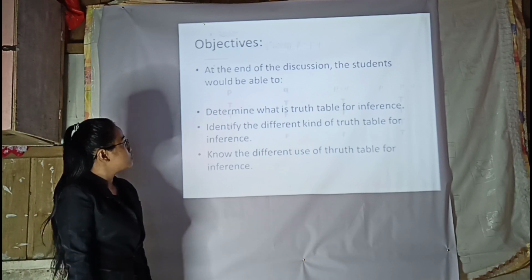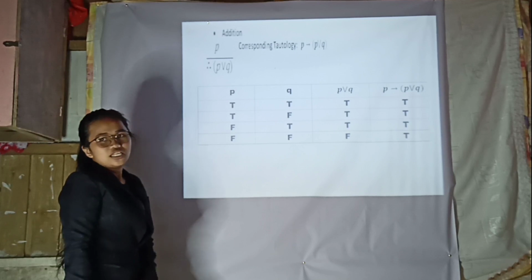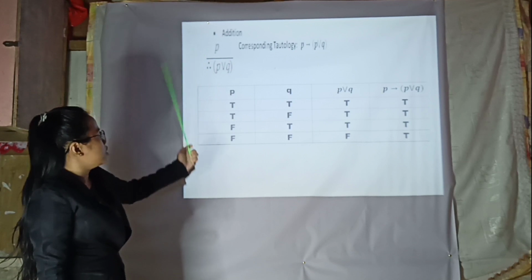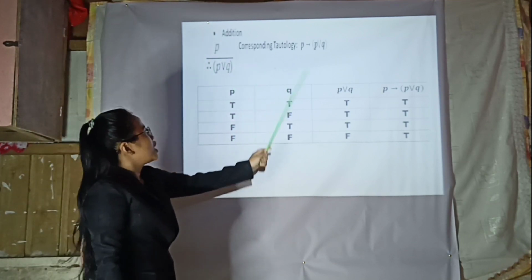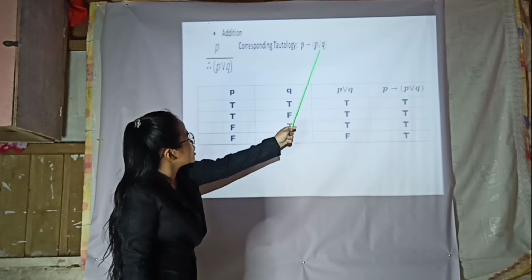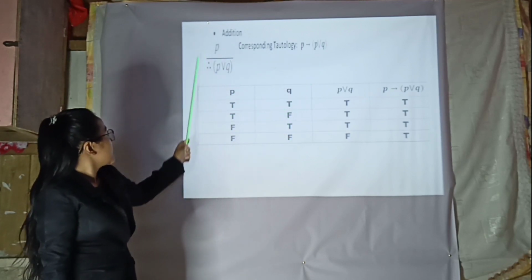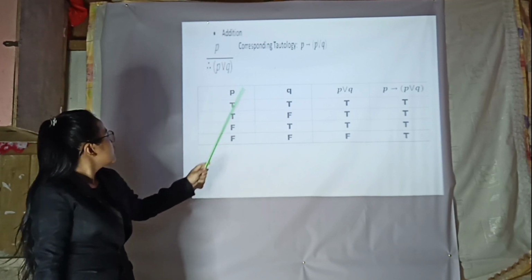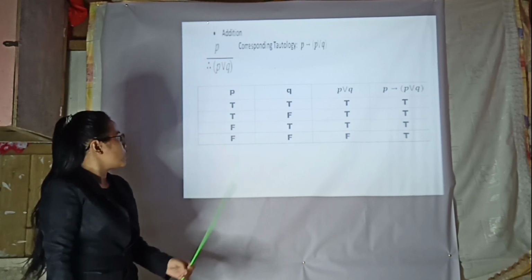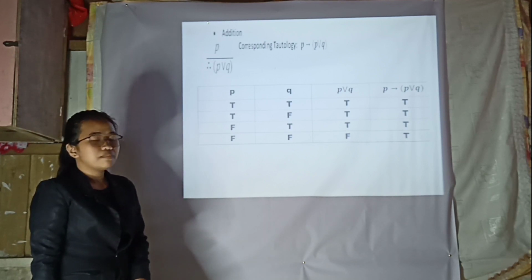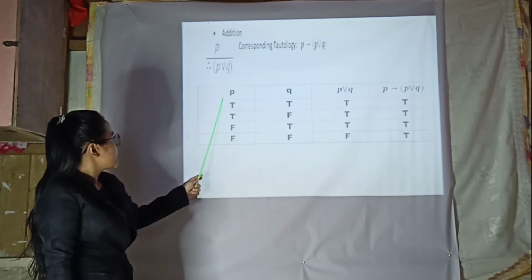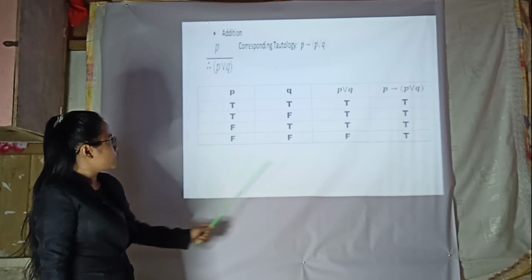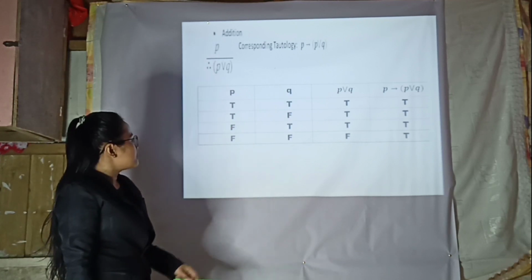Let's proceed to the first rule of inference: addition. The corresponding tautology is P implies P or Q. So P, therefore P or Q. We have two variables, so 2 squared equals 4, divided by 2 equals 2. In P, there are 2 true and 2 false. In Q, 2 divided by 2 equals 1.